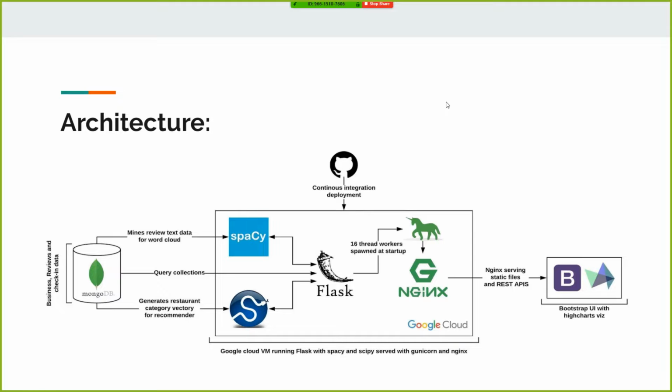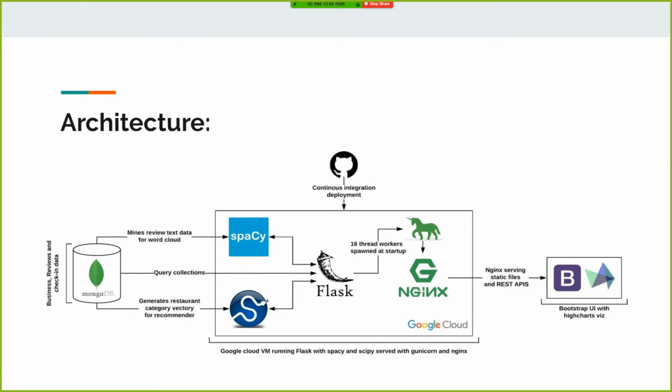Yeah, so this is a very holistic overview of our architecture. The first thing we did was set up a continuous deployment pipeline from GitHub to the virtual machine to deploy any changes pushed to the master to the server automatically. On the cloud virtual machine, we have a Flask server for our REST API and static files. We've also got a MongoDB data store that has all the businesses, reviews, and check-in records from the Yelp dataset.